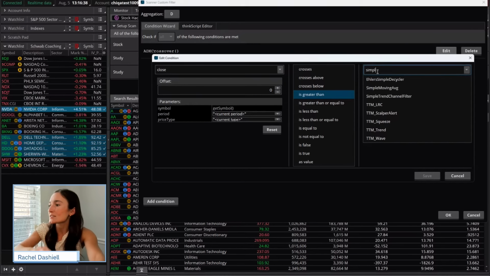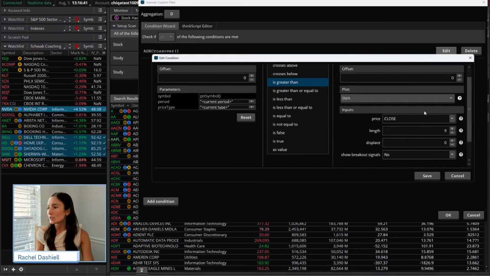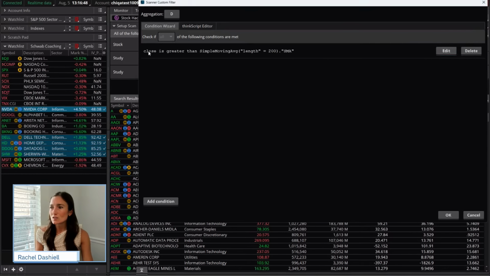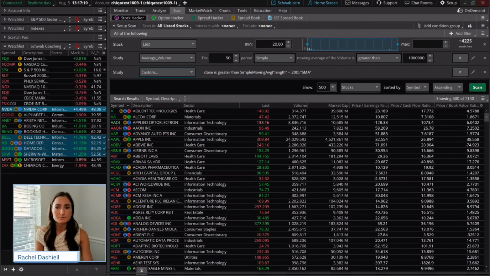I'm going to search simple, as in simple moving average, and I'm going to change this length to 200 days or 200 periods. I'm going to hit save. So this is saying the closing price is greater than the 200 period simple moving average. So you can read it there. For all of you that are great at ThinkScript, you probably just typed this out, but I just used the condition wizard for those that are not so comfy with ThinkScript. So I'm going to click OK on that one. Okay, so that's our first step.